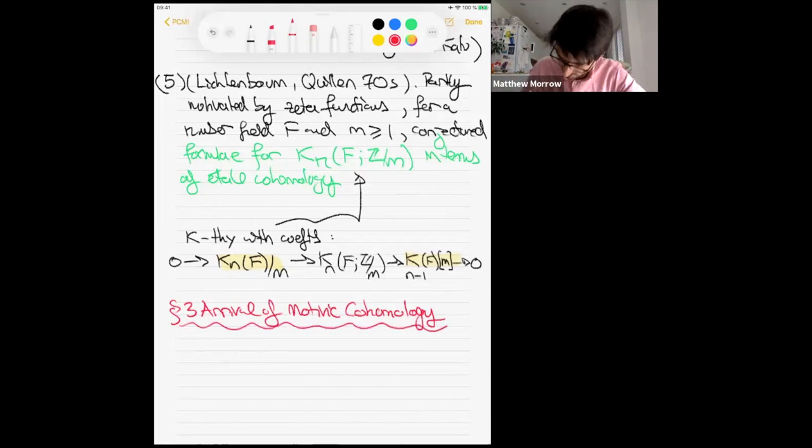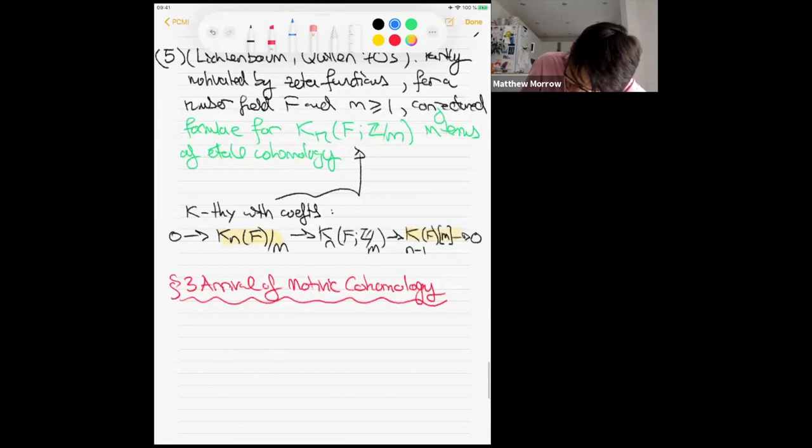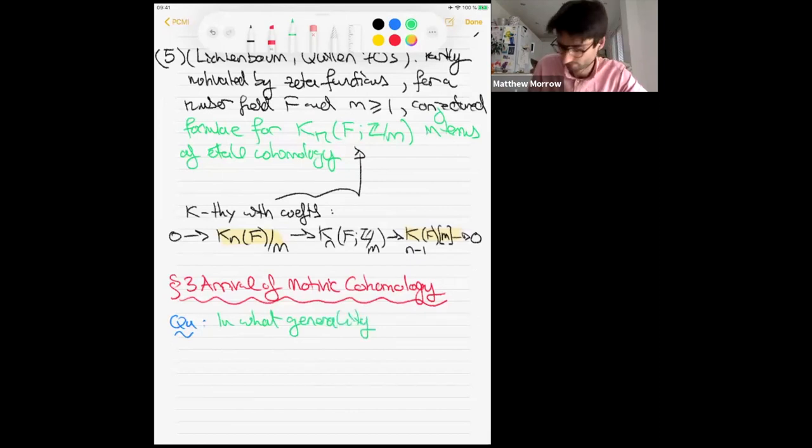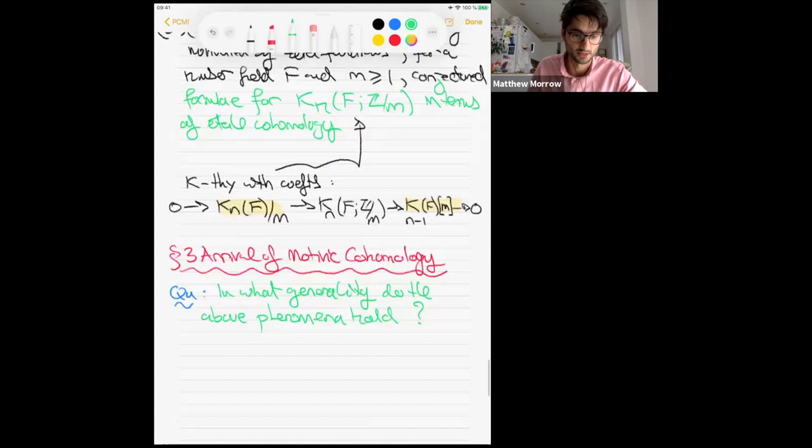I've labored this point a little bit, but here's the sort of question that I really want to explore. In what generality do the above phenomena hold? That is to say, when can we describe K theory in terms of other known invariants? When does it break up into nicer pieces?